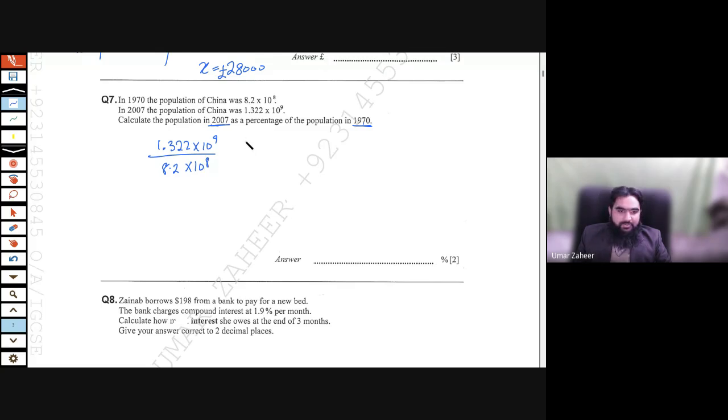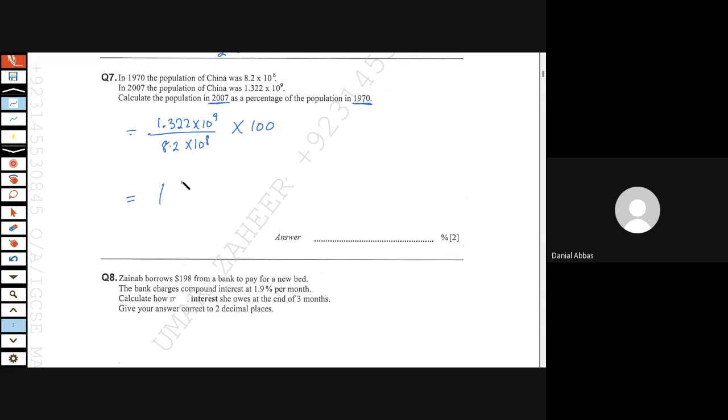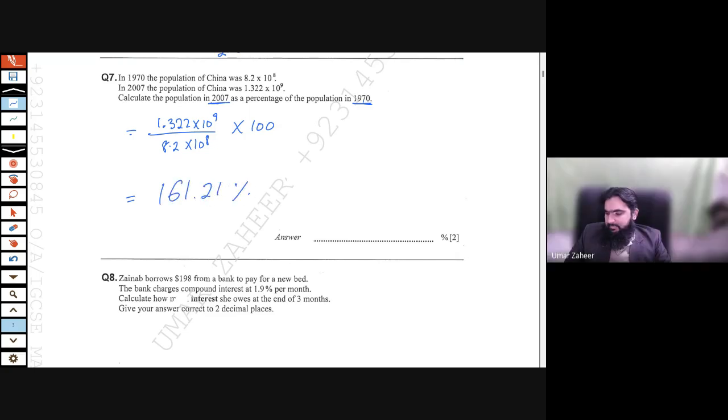To convert it into the percentage, we will multiply by 100. Yes, that is equal to 161.21%. To three significant figures, it is 161.